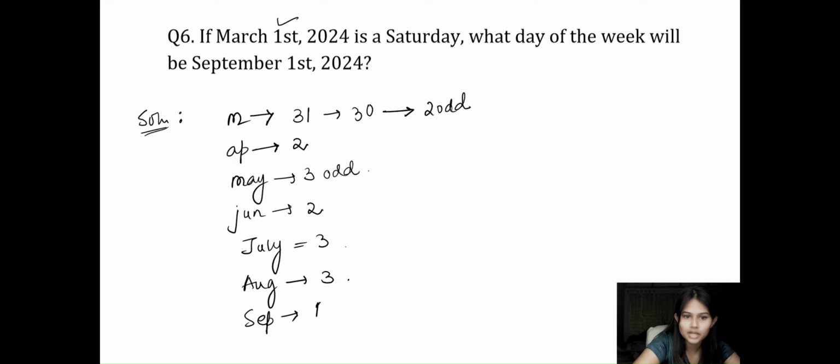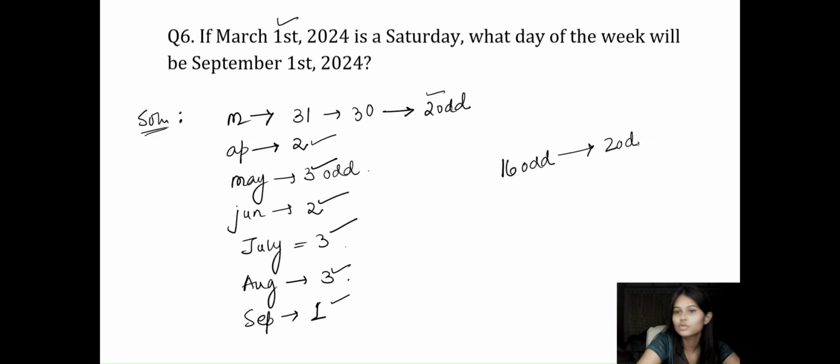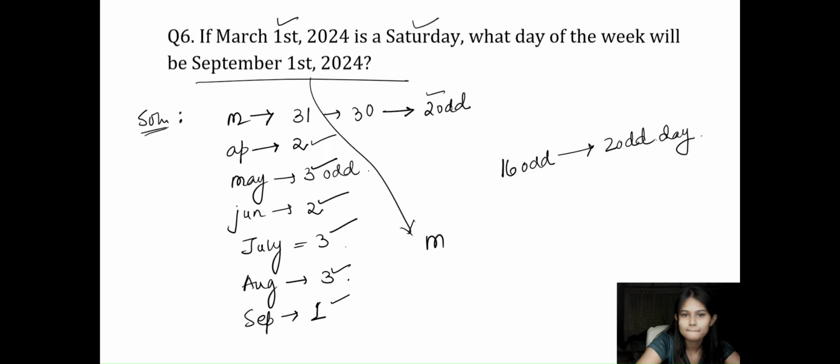So if I add them up, 2 plus 2 is 4, plus 3, 7, plus 2, 9, plus 3, 12, 15, 16. So I'm getting 16 odd days. If I get 16 odd days, that means I have 2 odd days because 7 into 2 is 14. So I get 2 remainder. So if I get 2 odd days, it's Saturday, Sunday, Monday. Therefore, this date is a Monday. Okay, this is the approach you have to carry.